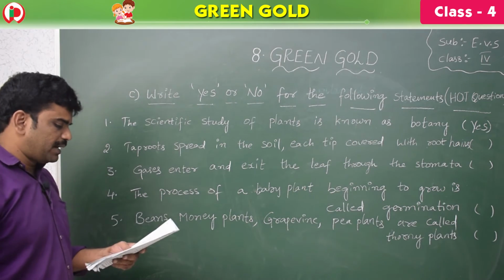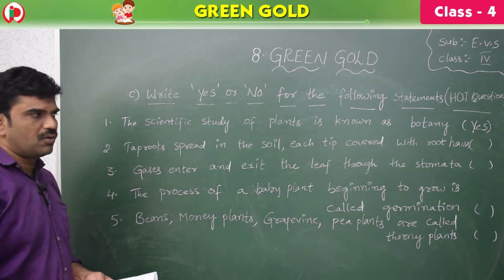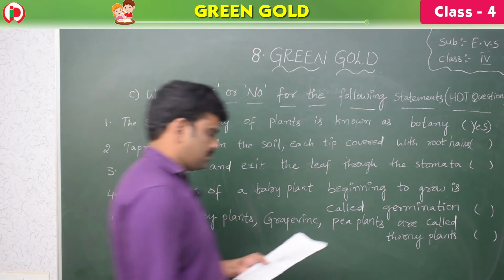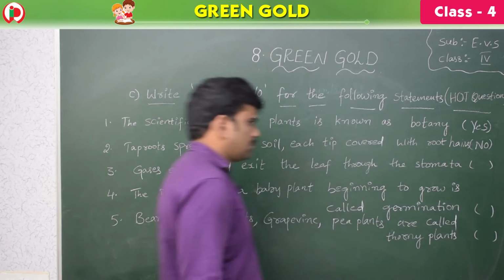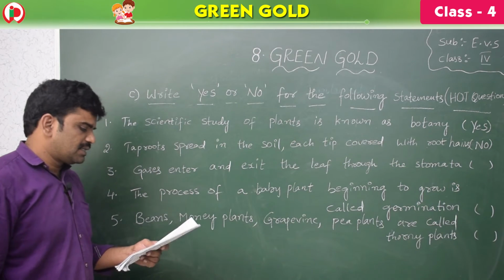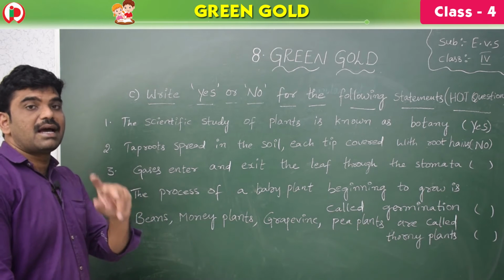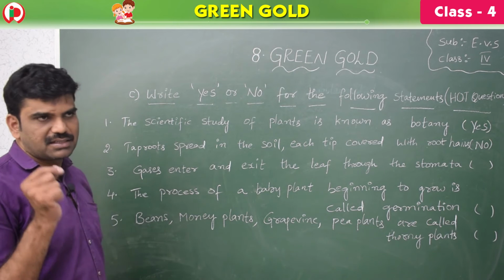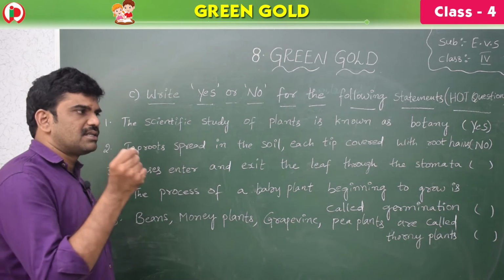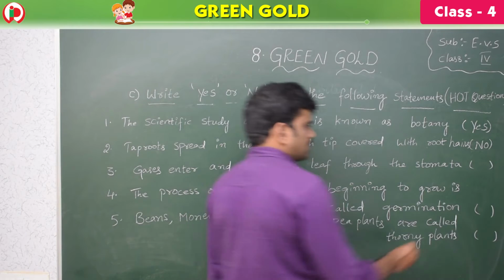Tap roots spread in the soil. Each tip is covered with root hairs. Yes or no? No, children. Gases enter and exit the leaf through the stomata. That is called gas exchange. Yes or no? Yes, through the stomata the gases enter inside and exit outside. So it is yes.